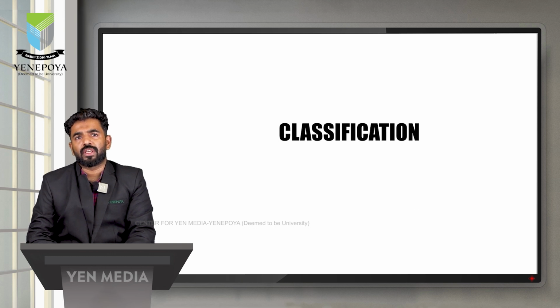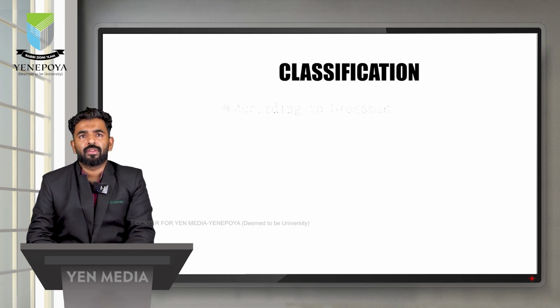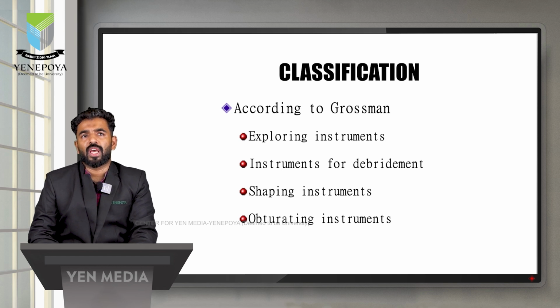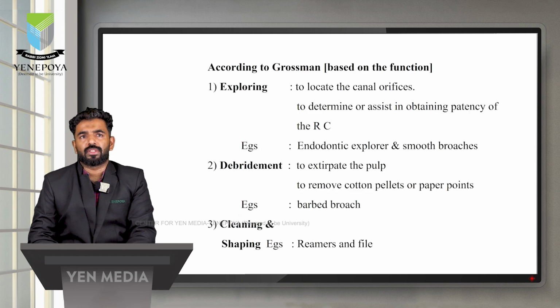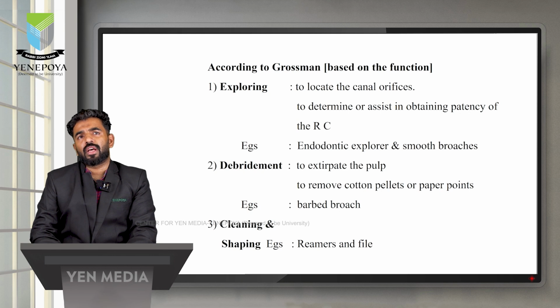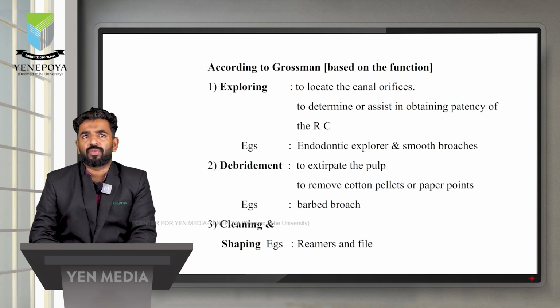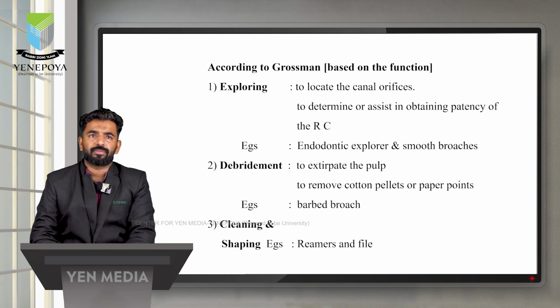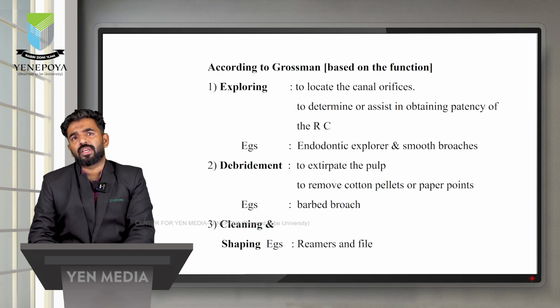Coming to the classification, the last part of the topic. According to Grossman, instruments are divided into 4 types: exploring instruments, instruments used for debridement, shaping instruments, and obturating instruments. Coming to the exploring instruments: they are used to locate the canal orifice and to determine or assist in obtaining the patency of the root canal. Examples are the endodontic explorer and smooth broaches.